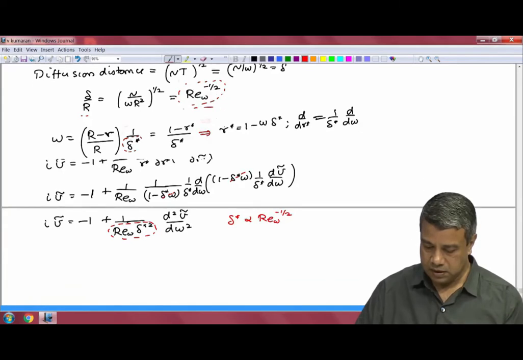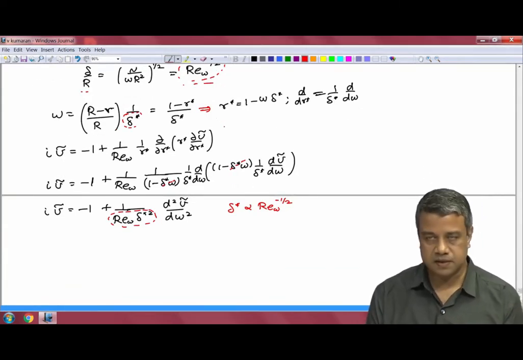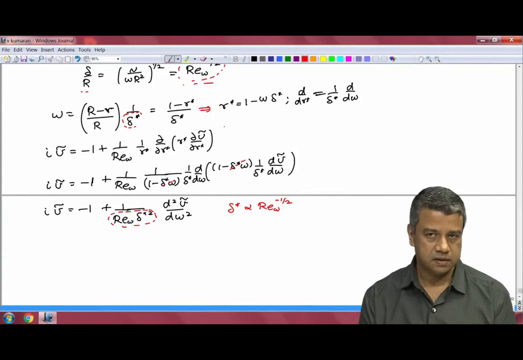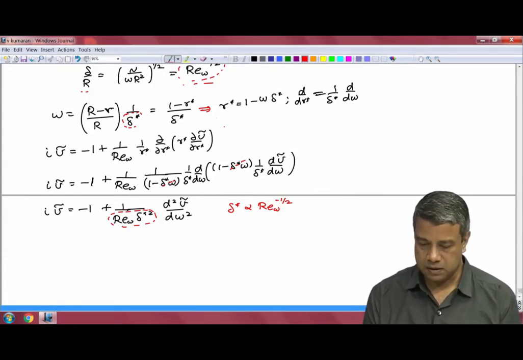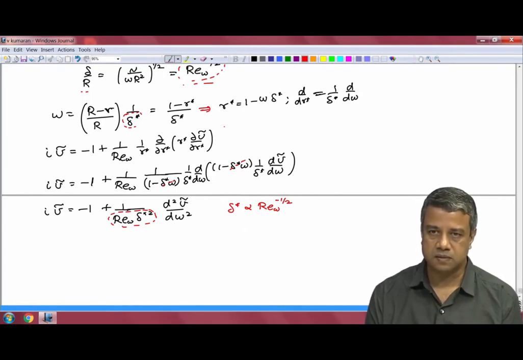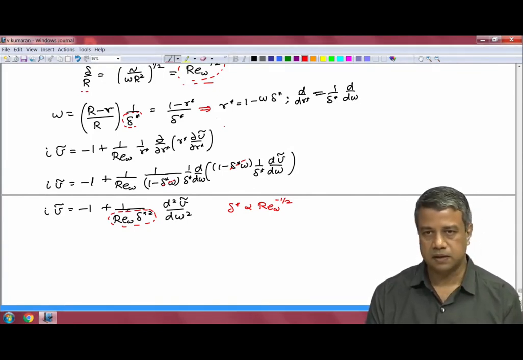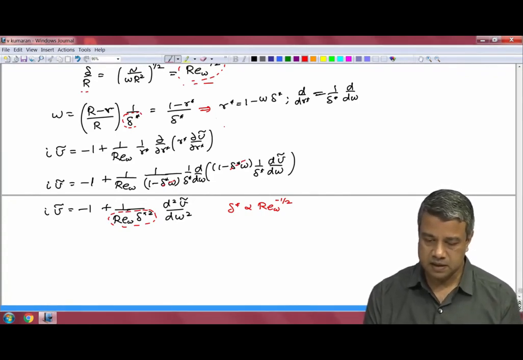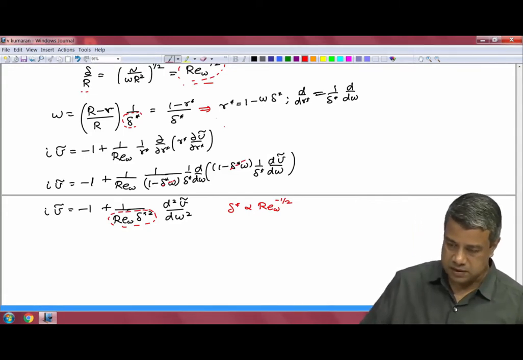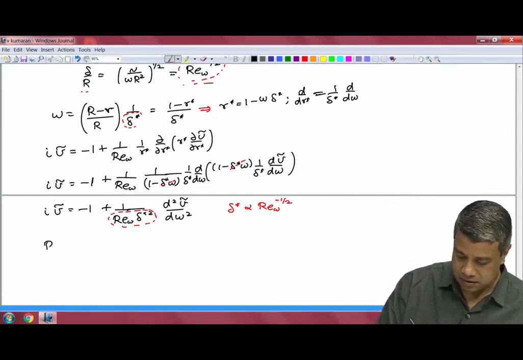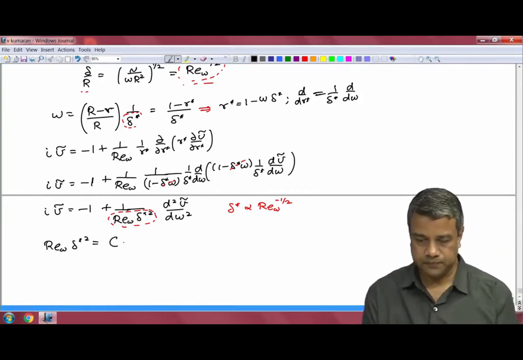So, this Re omega times delta square has to be some constant. It does not matter what the value of the constant is. It turns out that the solution in terms of W will depend upon the value of the constant. The solution in terms of the original variable r star will not be a function of that constant. So, we can set that constant equal to any value. So, I will just assume an unknown constant here, Re omega times delta star square is equal to some constant C.